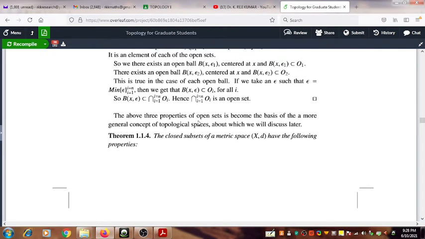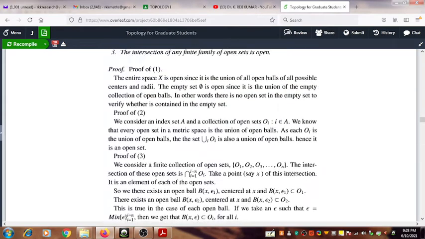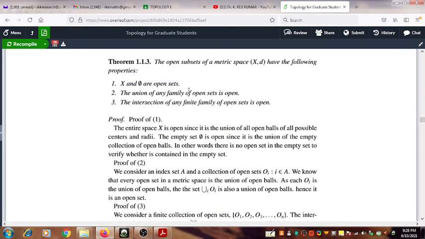The next result that we are going to state and prove is about the closed sets in a metric space. These results seem very similar to, and resemble, the set of three results that we have stated and proved in the case of open sets. But of course there are some very serious differences.